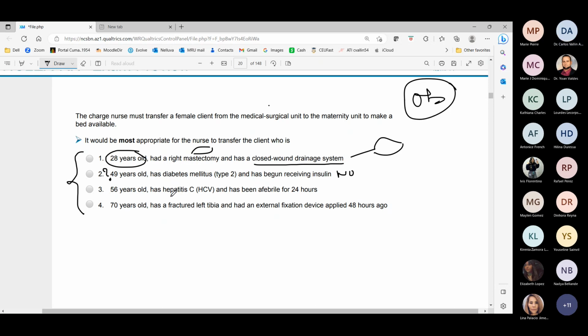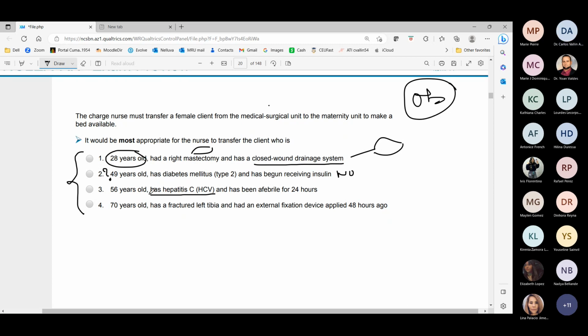A 56-year-old with hepatitis C. Why is the patient hospitalized with hepatitis C? Because the hepatitis is decompensated. The hepatitis is active, so the patient probably has inflammation in the liver, probably jaundice and anorexia. It is a standard precaution. It's a bloodborne pathogen, no?